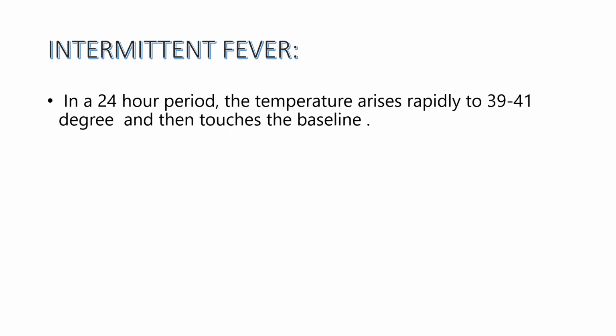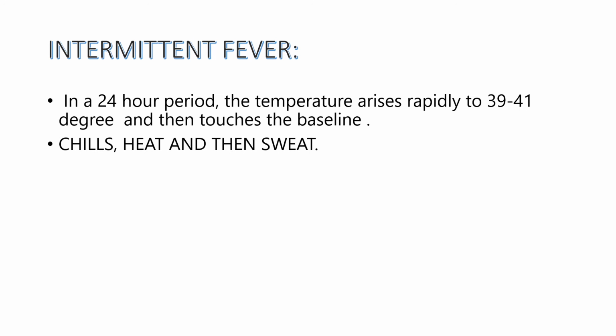Moving on to the third type, which is intermittent fever. In a 24-hour period, the temperature rises rapidly to 39 to 41 degrees Celsius and then touches the baseline. That means the temperature becomes normal, that is 37 degrees Celsius. In continuous and remittent fever, the temperature does not touch the baseline, but in intermittent fever, it does touch the baseline. It contains three stages: chills, heat, and then sweat.